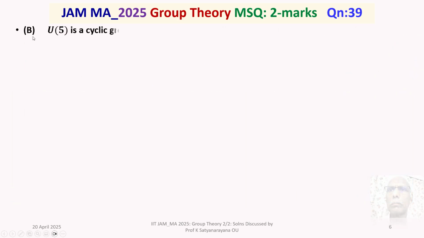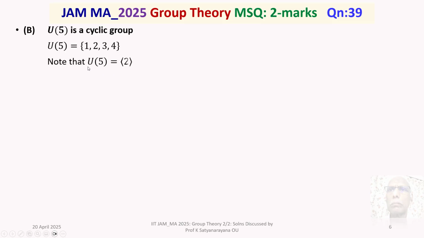Right, we take option B. U5 is a cyclic group. What are all those elements which are relatively prime to 5? 1, 2, 3, 4, because 5 is a prime number.